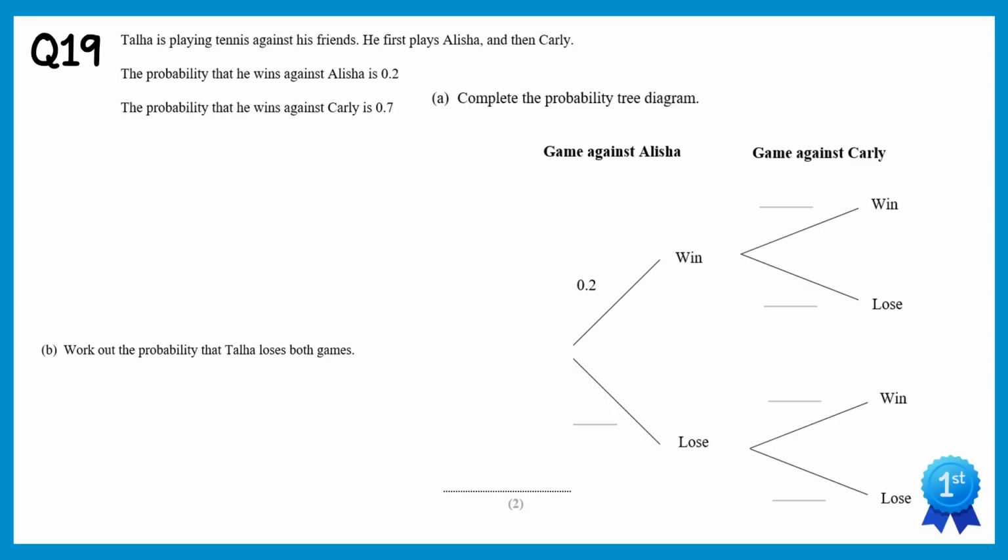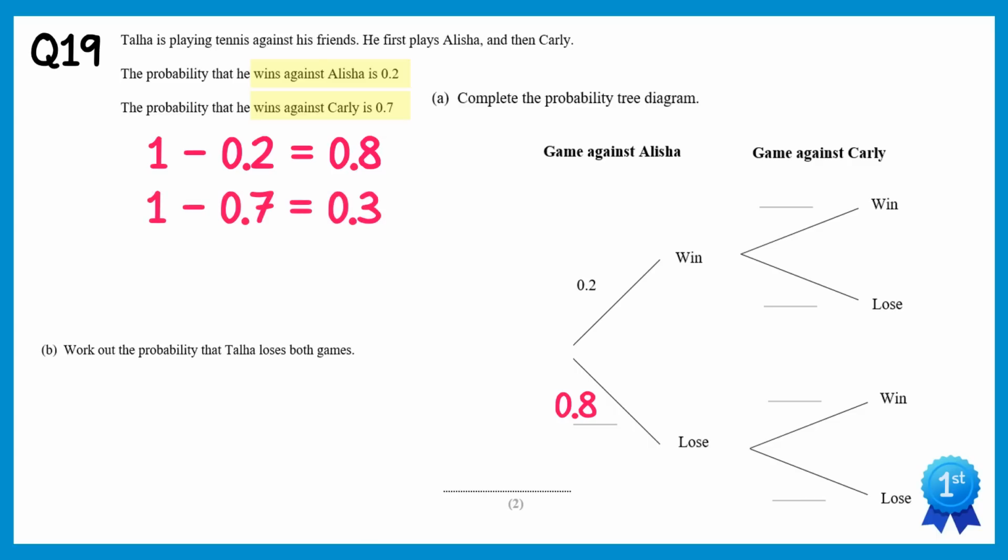The probability that Tala wins against Alicia is 0.2. So if we do 1 take away 0.2, we find out the probability he loses is 0.8. So we can add that to the tree diagram. Now we're also told the probability he wins against Carly is 0.7, so if we do 1 take away 0.7, we find the probability he loses is 0.3. So for the second part of the tree diagram, we can add 0.7, 0.3, and again 0.7 and 0.3.